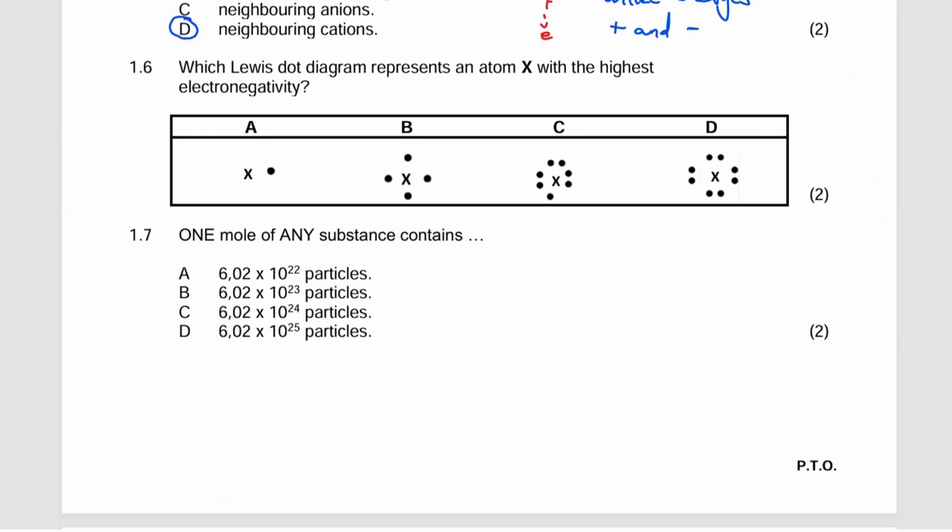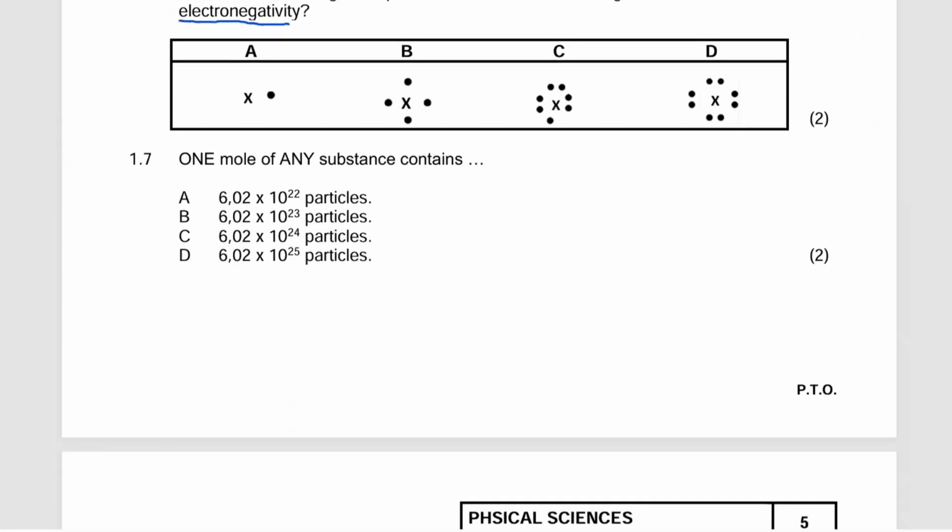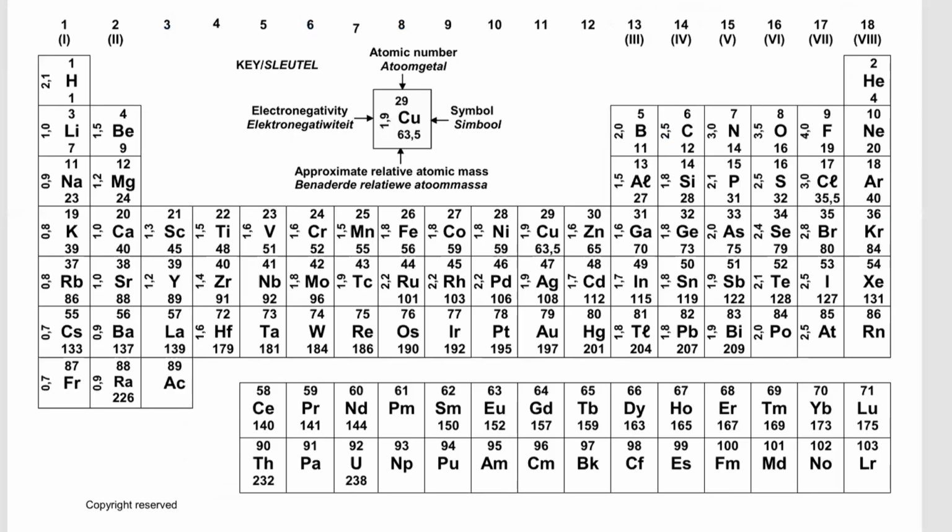It says which Lewis dot diagram represents an X atom with the highest electronegativity. Okay, so which Lewis dot diagram represents an atom X with the highest electronegativity? For this question, we are going to refer to our periodic table to see our electronegativity values. So you can see here we're given the values for electronegativity. For example, we're given copper and it has an electronegativity of 1.9.